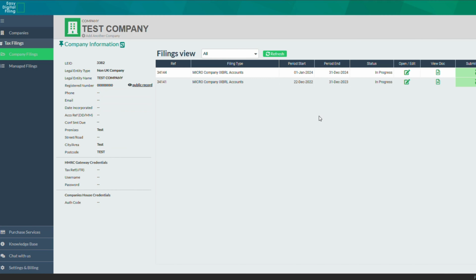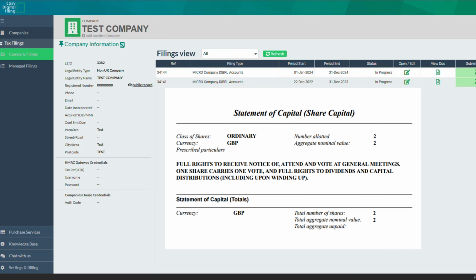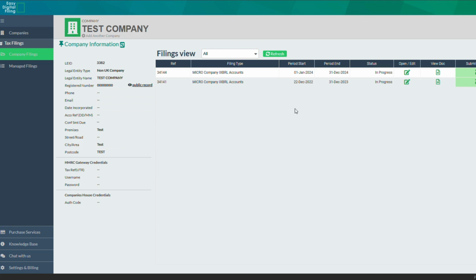Now let's look at a simple example of a balance sheet for a micro company using Easy Digital Filing software in order to help clarify the filing process for you. First year, incorporation. Let's imagine that you are filing for your company's first accounting period and it has not yet started trading. When incorporating, you issued 2 shares, each with a nominal value of £1, so your share capital is £2. You can always double check the number of shares and whether they are paid or unpaid on your company's certificate of incorporation on Companies House.